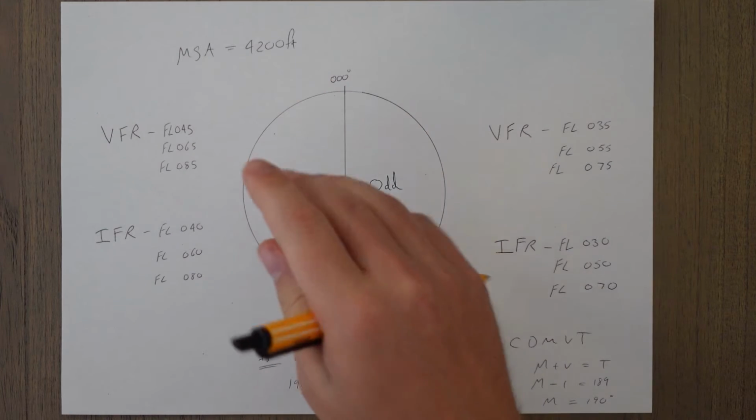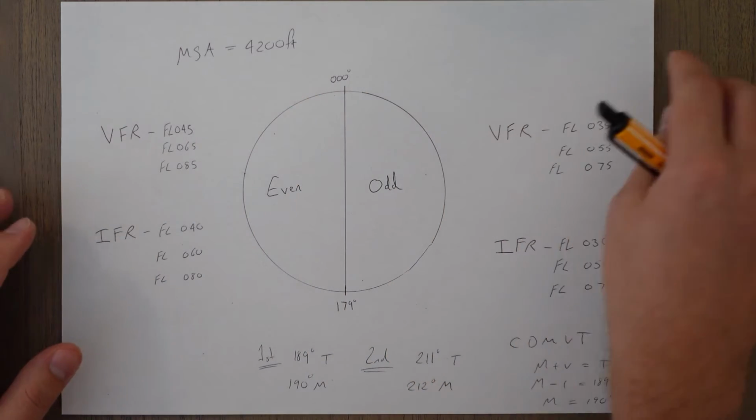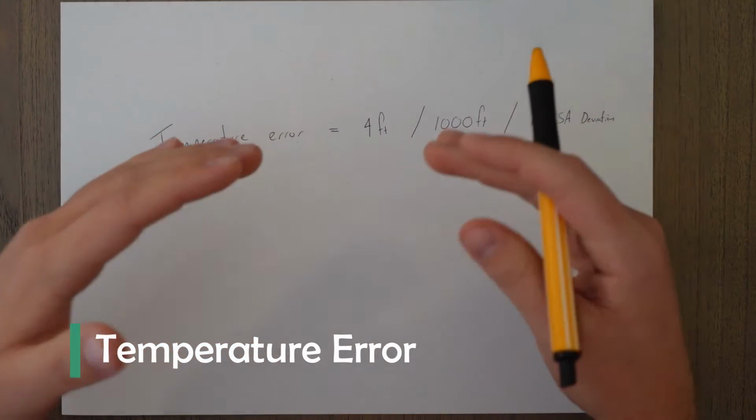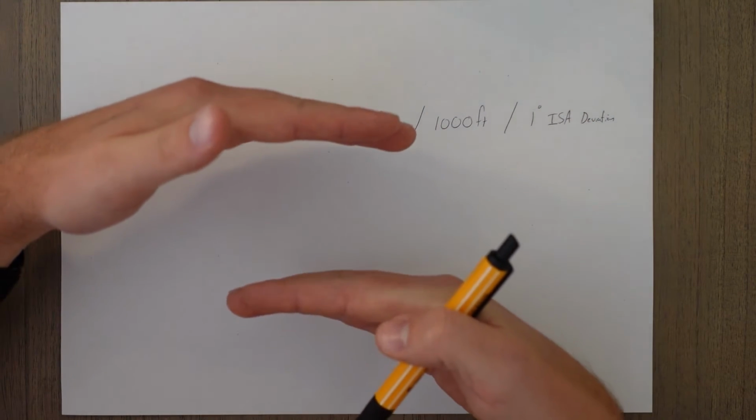But unfortunately, there's one more check we need to do regarding the temperature error. So basically, if it's cold, the different pressure levels get compressed down together.